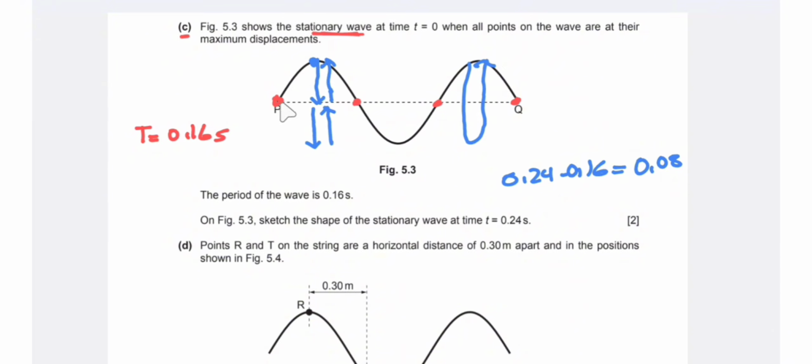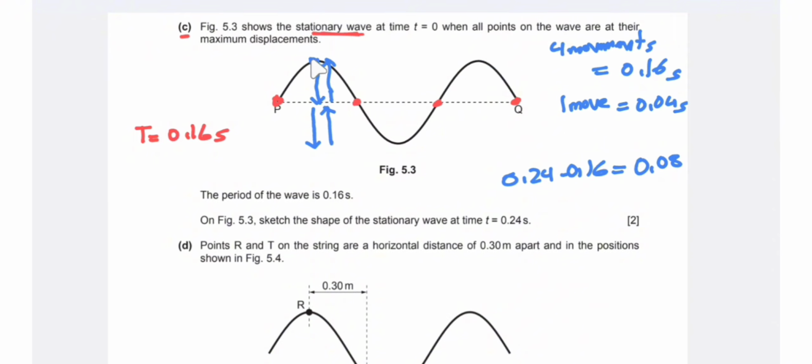This total time is 0.16 second, that is from this point to this point, that is 1, 2, 3, 4. So for four movements, the total time is 0.16 seconds. So for one movement, what is the time? That is 0.04 seconds. So one movement means from the topmost point to this point is 0.04 seconds.